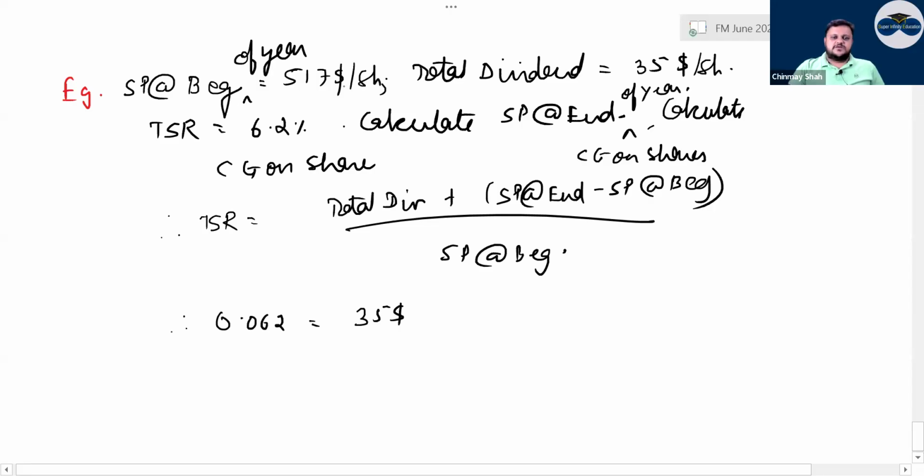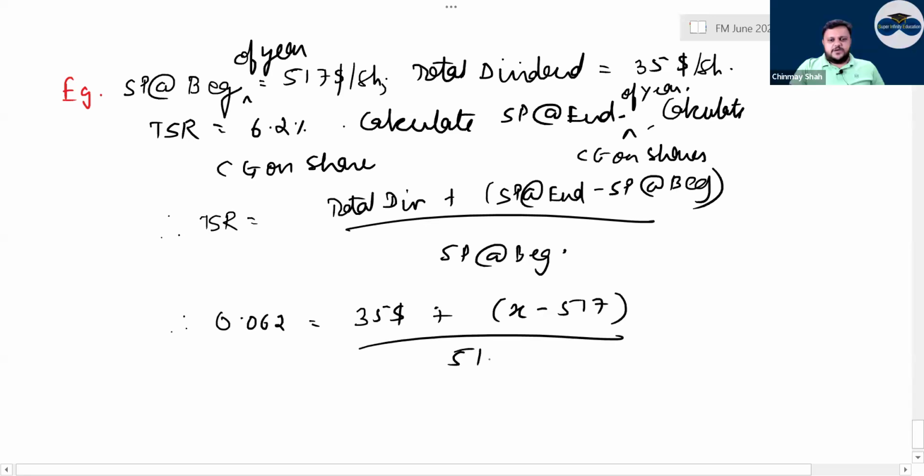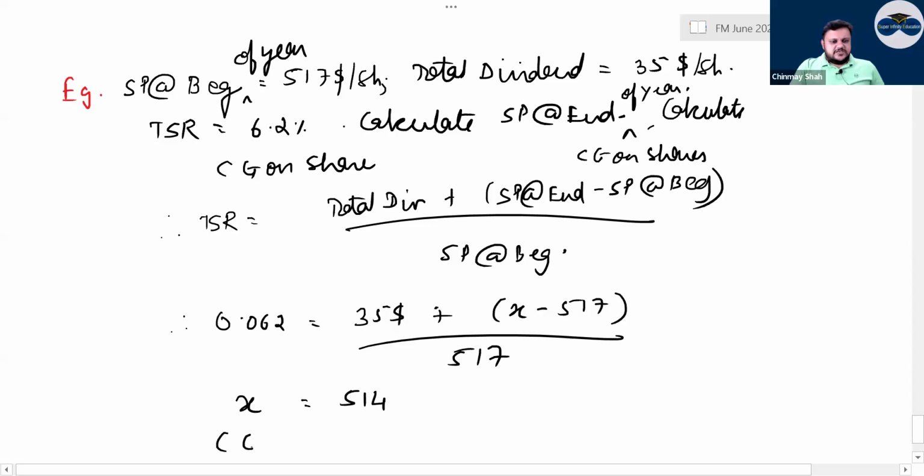Everything is per share, Baba, right? Plus X minus how much? 517. The whole divided by 517. कितना था ईशान? Tell me. Sir, the final answer, so 514. 514. CG is how much on shares? Is it positive or negative? Positive या negative? Positive है.